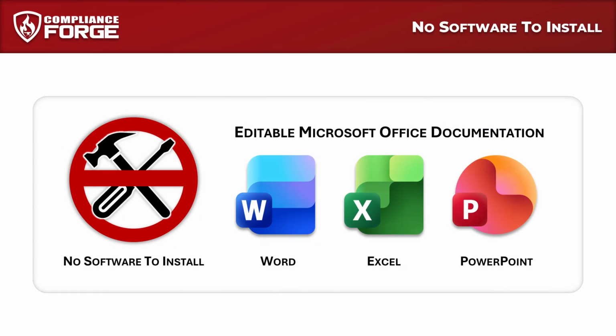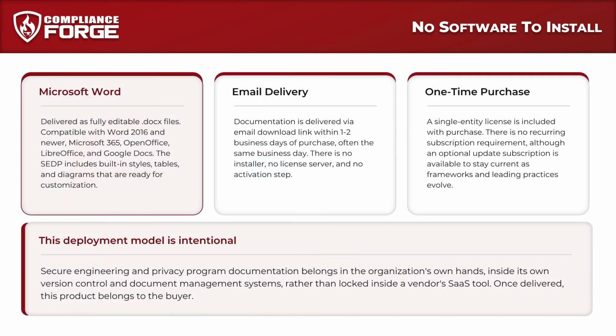The SEDP is a one-time purchase of editable Microsoft Word-based documentation templates. There is no software to install, no agent to deploy, no account to provision, and no cloud environment to configure. If your organization can open and edit Microsoft Word files, the SEDP is ready to use. It is delivered as fully editable Word files, compatible with Word 2016 and newer, Microsoft 365, OpenOffice, LibreOffice, and Google Docs. The SEDP includes built-in styles, tables, and diagrams that are ready for customization.